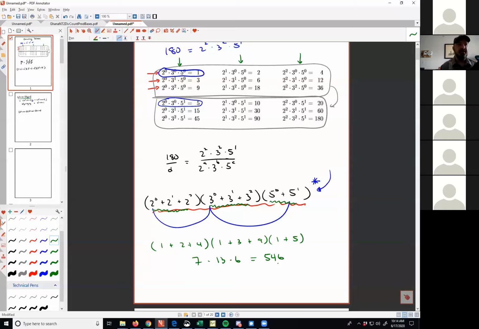546. And that would be the sum of all of these divisors up here: 1 plus 3 plus 9, 2, 6, and 18, 4, 12, and 36, 5, 15, 45, 10, 30, 90, plus 20, plus 60, plus 180. And does that seem easier than adding them all up ordinarily? Yeah, it does.